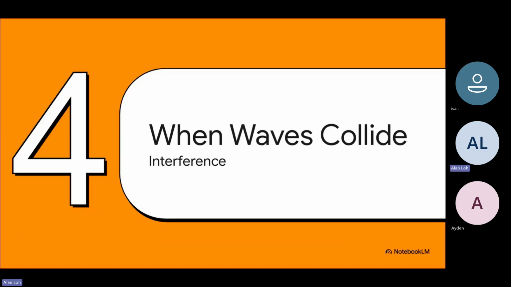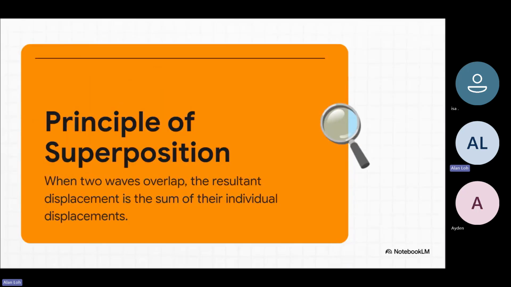All right, so we've seen how one wave behaves, but our universe is a crowded place. What happens when two or more waves show up in the same place at the same time? Let's talk about the super cool world of interference. The rule that governs these wave collisions has this really fancy name, the principle of superposition. But the idea is so simple. Wherever the waves overlap, you just add their amplitudes together. That's it. It's just simple addition.